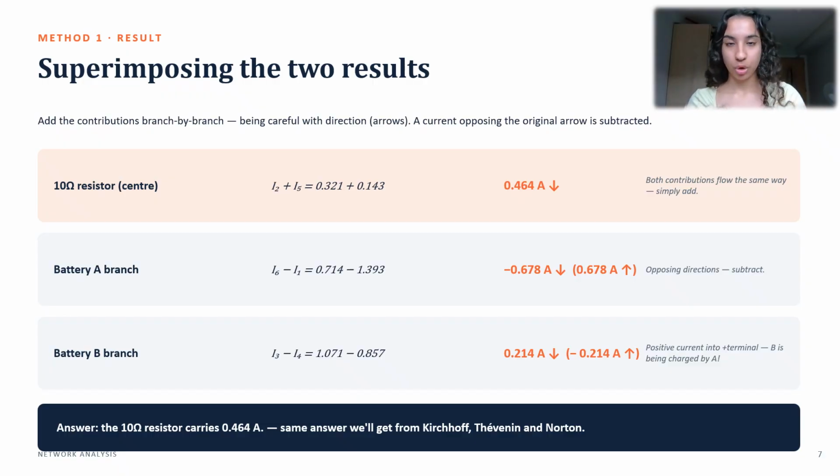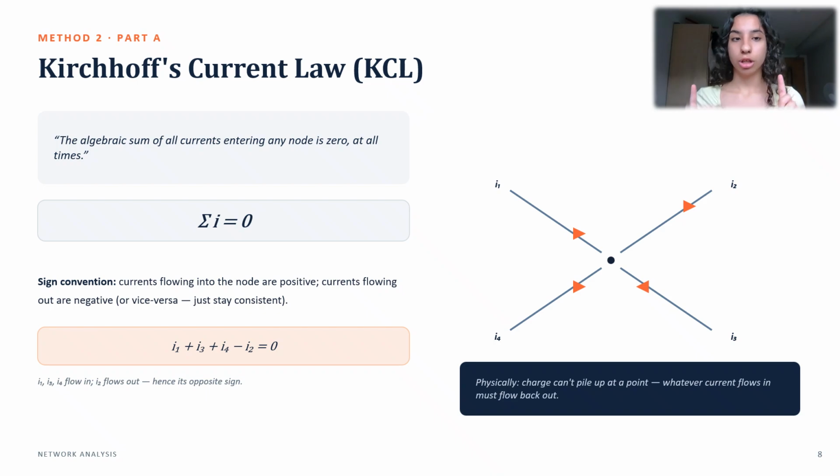This is the thing. We're going to use the same example and we're going to use the other methods: Kirchhoff's, Thevenin's, and Norton's. And we are going to end up, hopefully, with the same results. It's just different ways of calculating the current. Now, Kirchhoff's law.